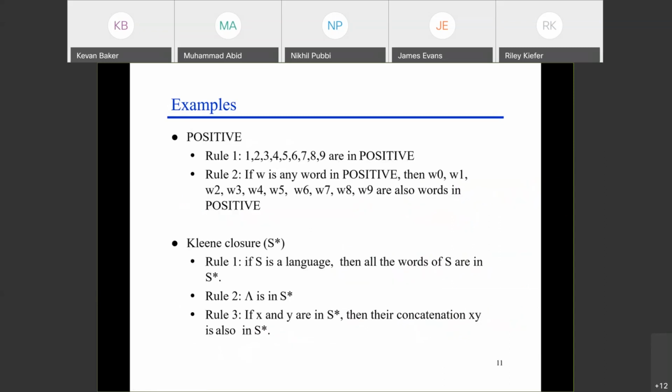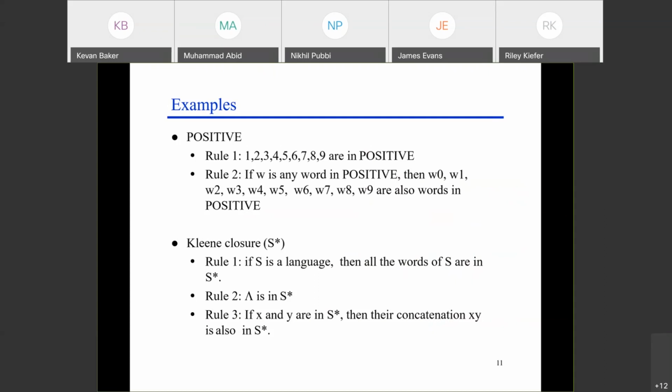So now we have this slide. It says positive. So rule 1 is all positive numbers. Now rule 2 says if w is any word in positive, then basically we are saying that we will have all positive words which do not start with 0. So we will not have any word which is 01 or 02 or 03, something like that, and 0 is also not part of this language.